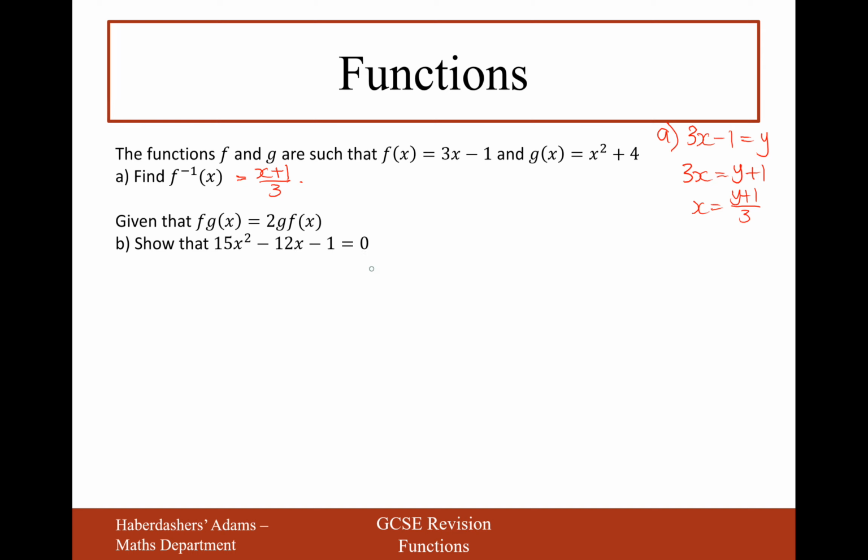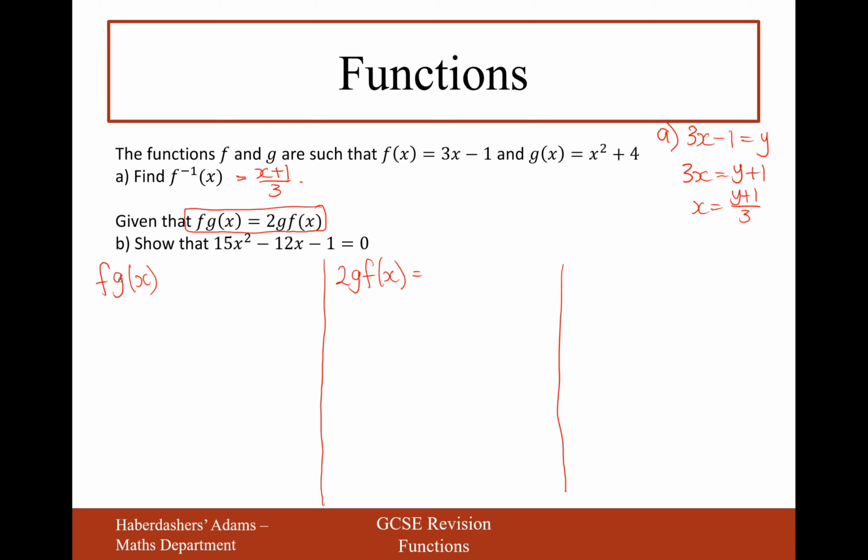Now moving on to the harder bit of this question here, part B, which is fg(x) equals 2 lots of gf(x). Show that 15x squared minus 12x minus 1 equals 0. It seems like these two bits here are completely disconnected. Well, in actual fact, what they want you to do is create the functions fg(x) and 2gf(x), and then set the two things equal to each other. This is the key to the question here.